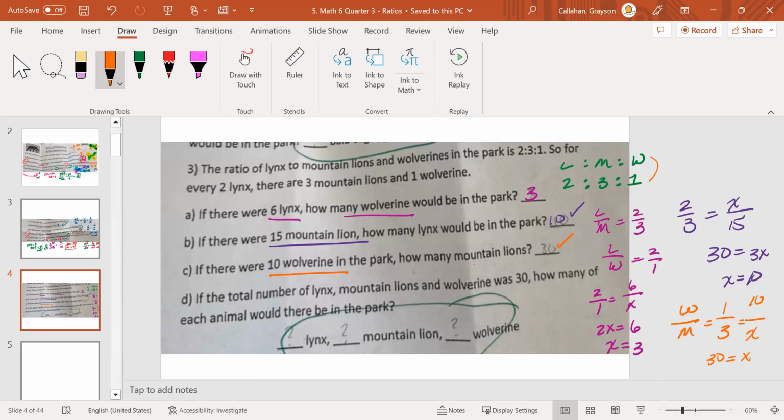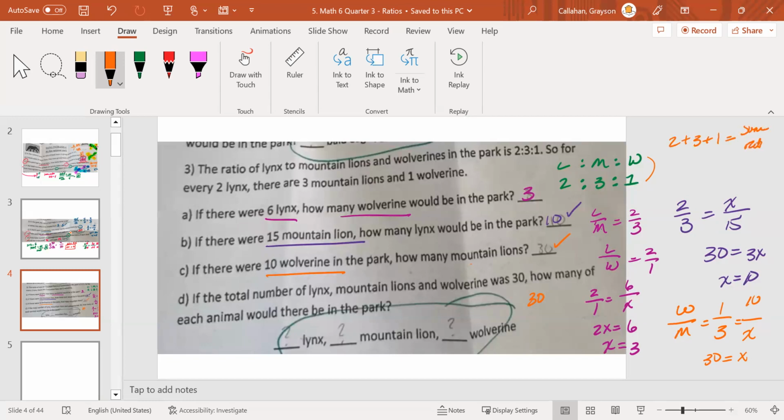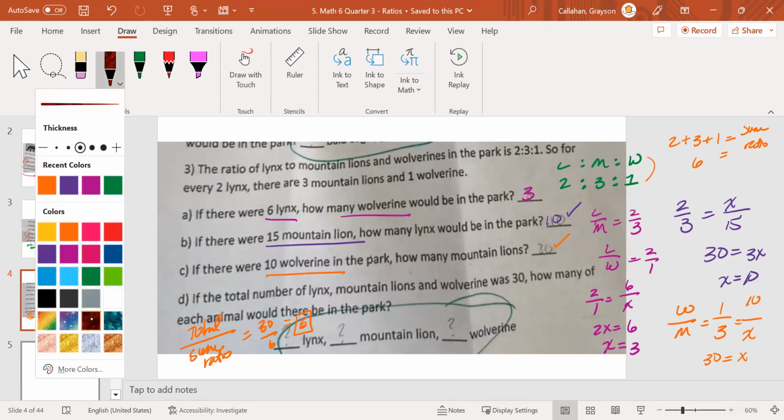So this one, here we go. If the total number of lynx, mountain lion, and wolverine is 30, right? So the total is 30. How many of each animal would there be in the park? So remember how I told you take the ratio, just go 2 plus 3 plus 1 for the sum of the ratio, right? And what does that equal to? So then what you do is you take the total divided by the sum of the ratio. So what's 30 divided by 6? 5, right? And then you multiply it.